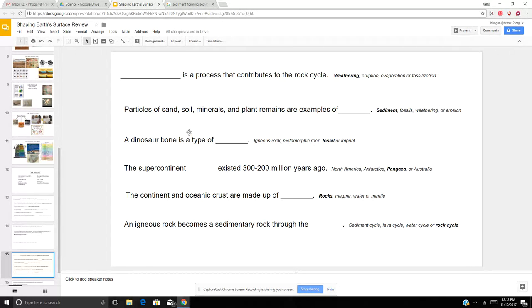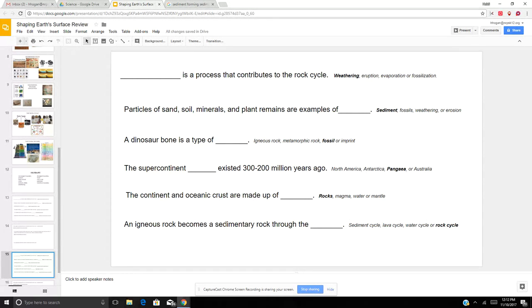A dinosaur bone, well, if it's a dinosaur bone, it's a fossil. The supercontinent, well, we know the supercontinent is Pangea. And the continental and oceanic crust are made up of, so what we were standing on is made out of rocks. We couldn't stand on magma. We couldn't stand on water.